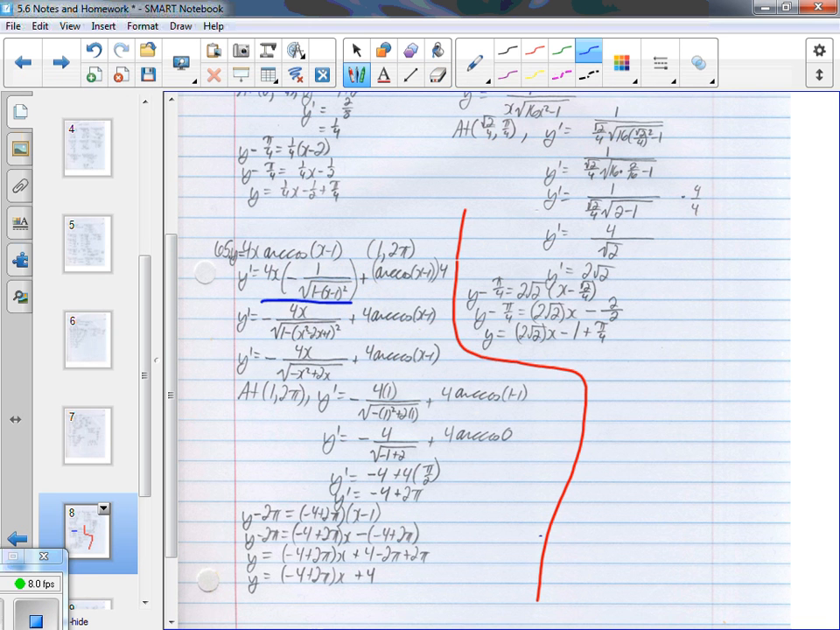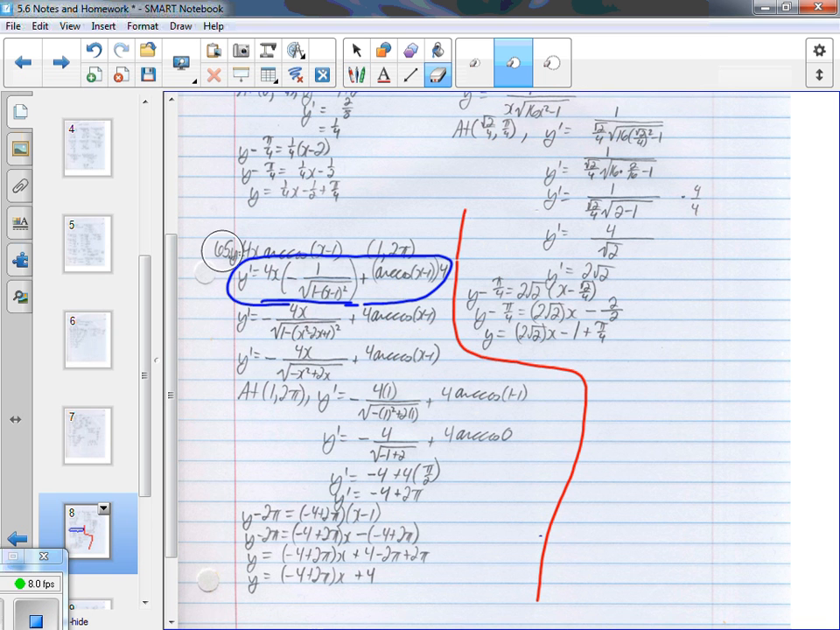Plus, then the second function, the arc cosine of x minus 1, times the derivative of the first, and the derivative of 4x is 4. All right, so you guys with me on the first step? Okay. Now, let's simplify that a little bit.